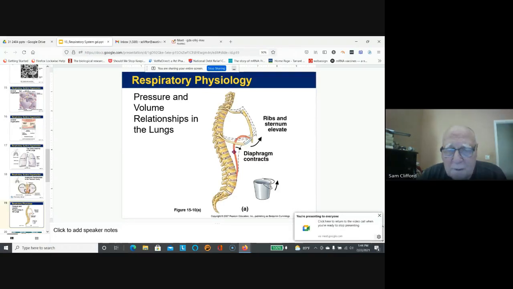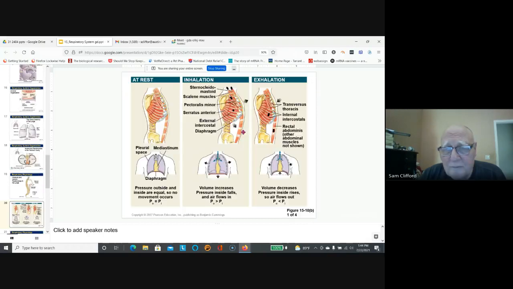So the purpose of this slide is to show you how the diaphragm is below the lung cavity, based upon the ribs and the sternum. When the diaphragm contracts, it is going to make the lung cavity bigger. The pressure will be down, and air will rush into the lungs.